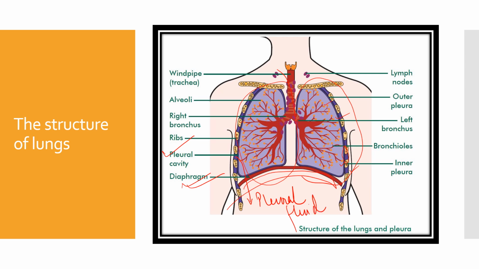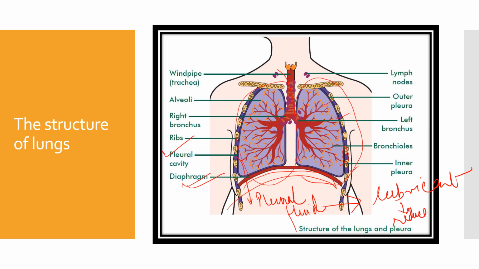What is the function of pleural fluid? This pleural fluid is preventing the lungs from getting affected by friction. It is reducing the friction, and it is acting as a lubricant.